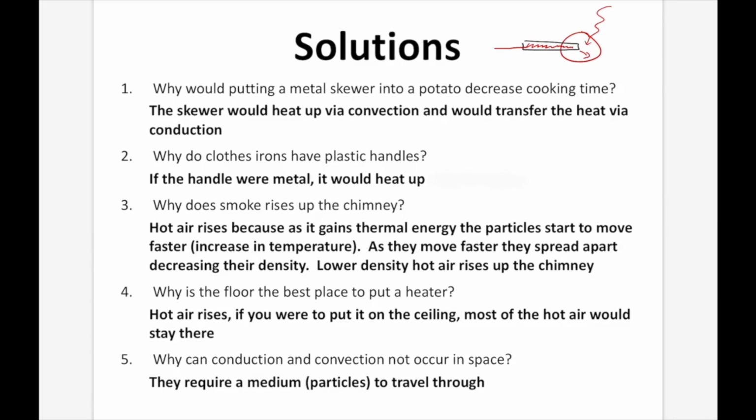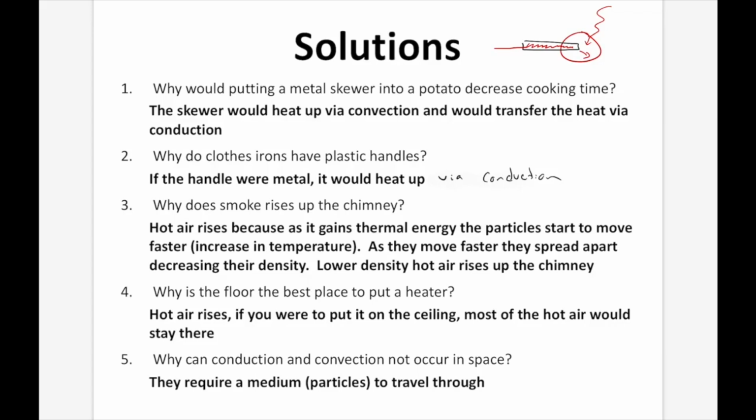Number 2, if the handle of the clothes iron were metal, you can imagine it would get really, really hot. And it would get hot via conduction. Number 3, hot air rises because it gains thermal energy as the particles start to move faster, so an increase in temperature. As they move faster, they spread apart, decreasing their density. Lower density, hot air rises up the chimney.